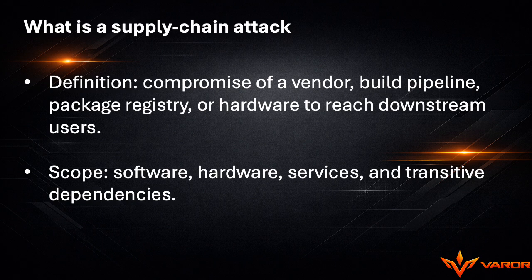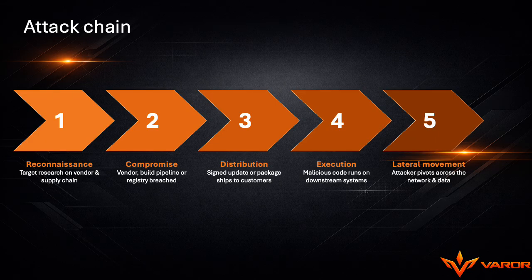Definition: compromise of a vendor, build pipeline, package registry, or hardware to reach downstream users. Scope: software, hardware, services, and transitive dependencies. Attack chain stages: reconnaissance, compromise, vendor/build/registry, distribution, signed update/package, execution, lateral movement.